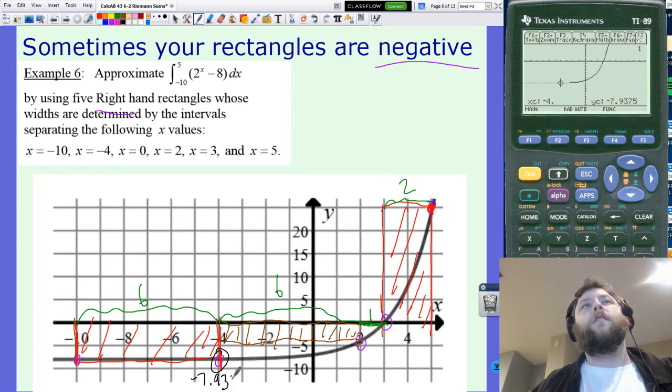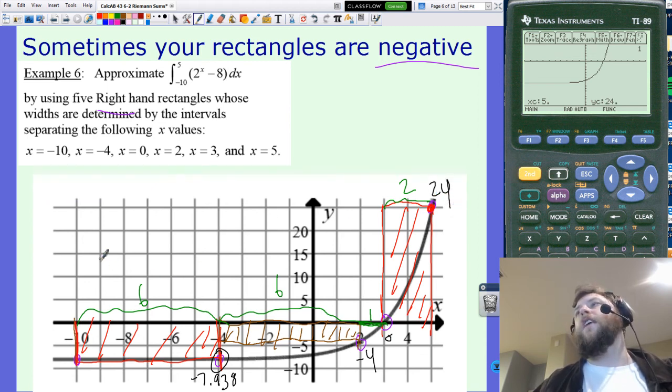I'm going to round up. And then the next point right here at 2, well, I'm going to trace to 2. And this is going to be negative 4. And then this is 0. And then the last point is up here when x equals 5. So when x equals 5, we're at 24.